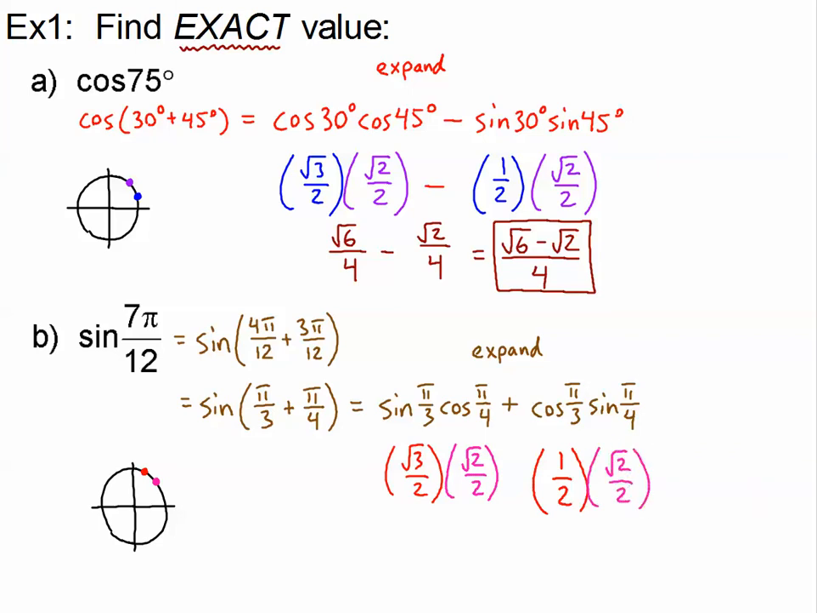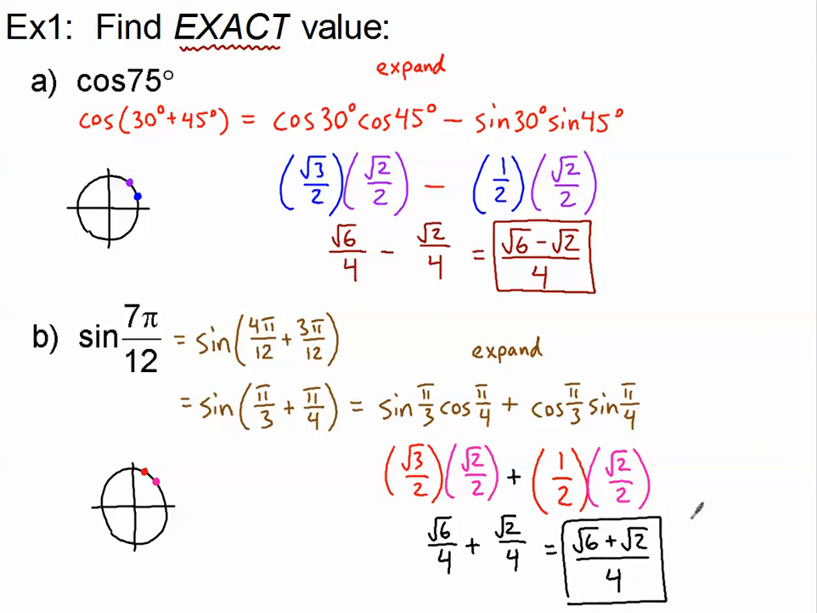I'll keep my plus right there. We can see that it's similar. It's a lot of the same numbers because there aren't that many different numbers in our unit circle. Here's my square root of 6 over 4, and here's my square root of 2 over 4. And I can combine those together. Again, you cannot combine the numerator terms because they are not like terms. So just write them side by side, and there's the exact value for the sine of 7 pi over 12.